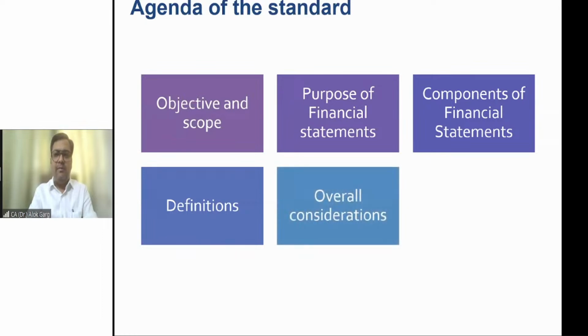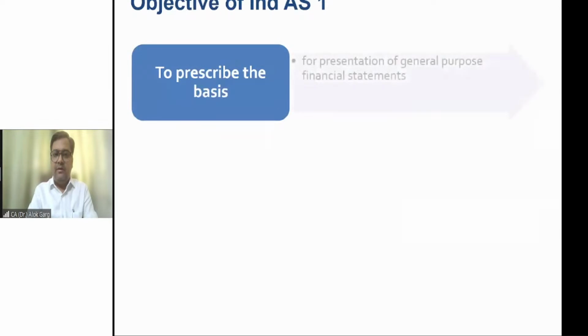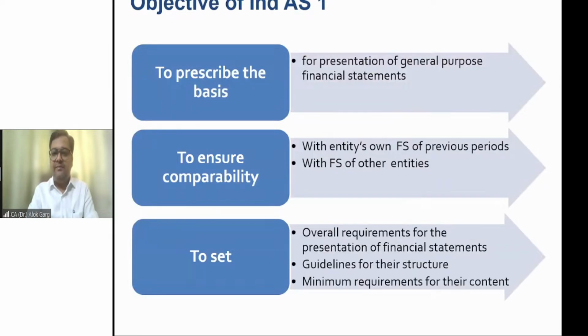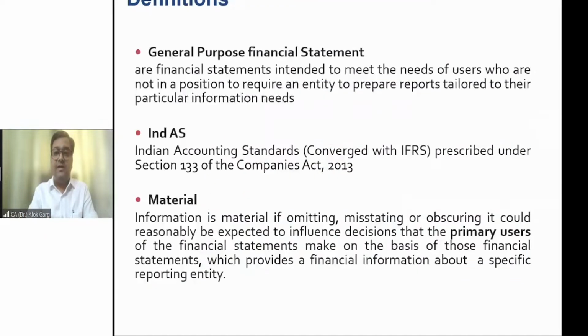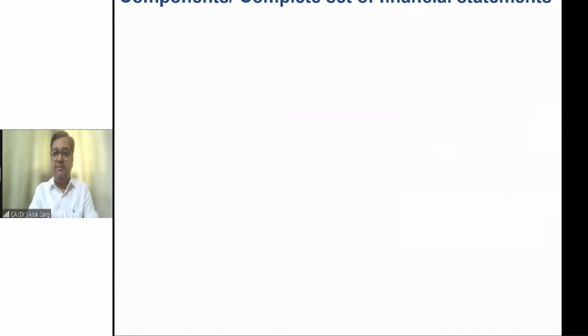Definitions, a few definitions you remember. We discussed the definition of general purpose financial statements, the definition of Indian Accounting Standard, the definition of materiality, right? And this standard also talks about the overall considerations, the key features, okay? And this standard also talks about the structure and content of the components of the financial statement, right? Then we discussed the objective of this standard. Then we discussed the scope of this standard, right?